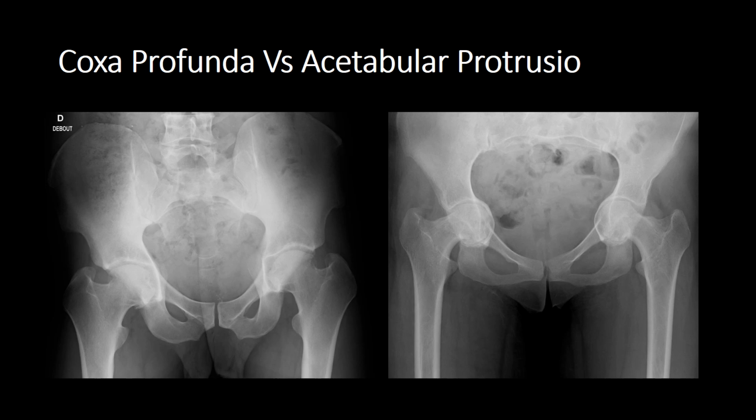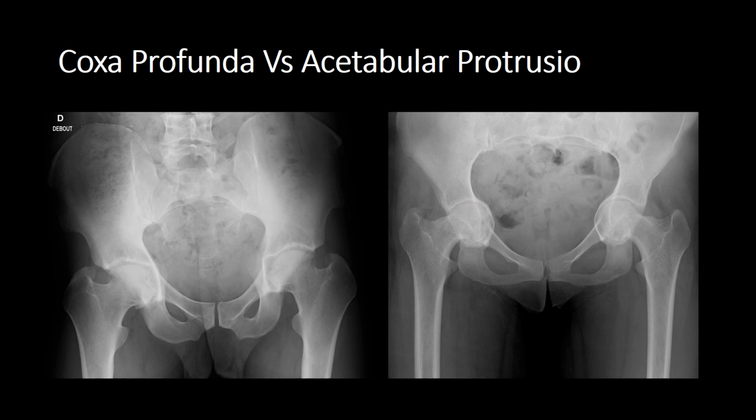Finally, I just want to cover coxa profunda versus acetabular protrusio. So coxa profunda on our left refers to deep acetabular sockets. And to evaluate whether there's a deep acetabular socket, you run along your ilioischial line. And what will happen is that the acetabular socket will be medial to that ilioischial line. Conversely, acetabular protrusio, where the acetabulum protrudes centrally along with the femoral head, so both the femoral head and the acetabulum are medial to the ilioischial line.